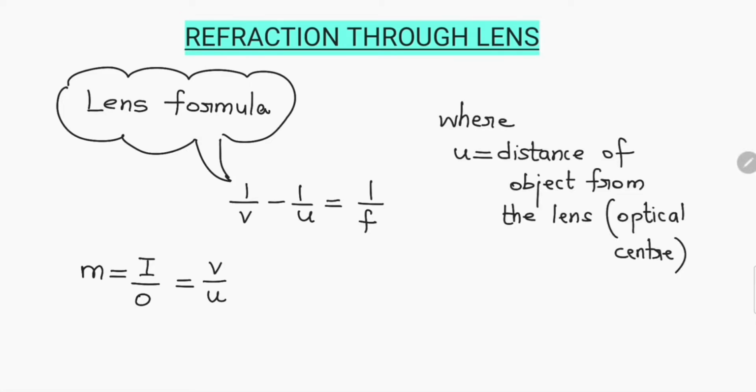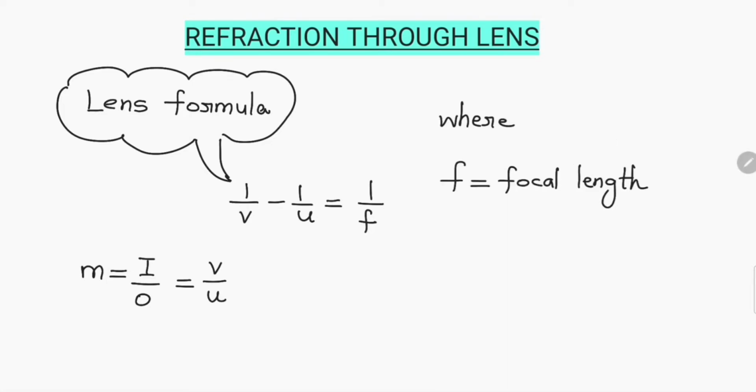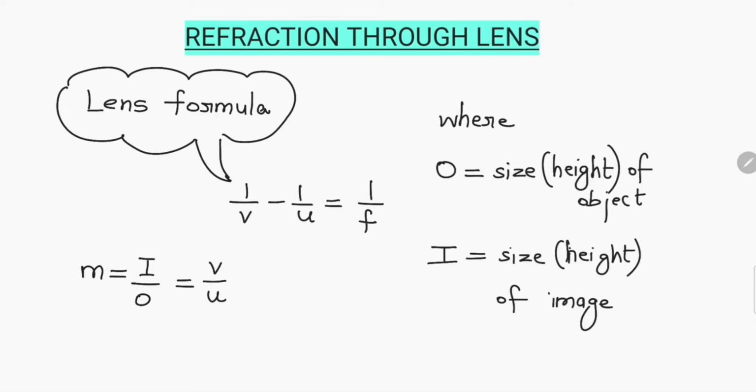where U is equal to distance of object from the lens, that is from the optical center. All the distances are measured from optical center. V is equal to distance of image from the lens, again from the optical center. F stands for focal length of lens. M is equal to magnification. O is equal to size of object, and I is equal to size of image.